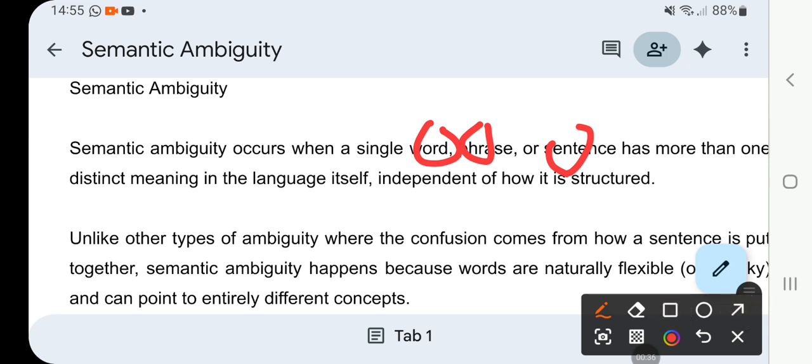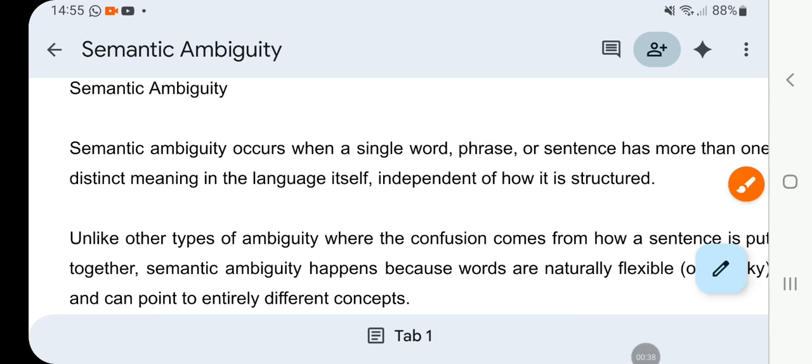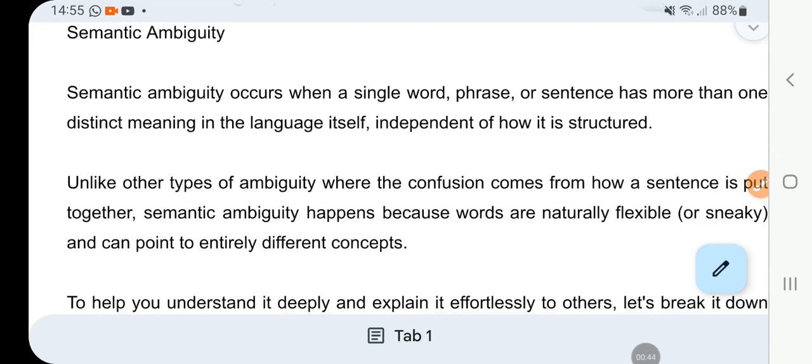Independent of how it is structured. So, semantic ambiguity occurs when a single word or single phrase or single sentence has more than one distinct meaning in the language itself, independent of how it is structured. So, that is structured ambiguity, we can say. Because of structure, ambiguity arises, right?